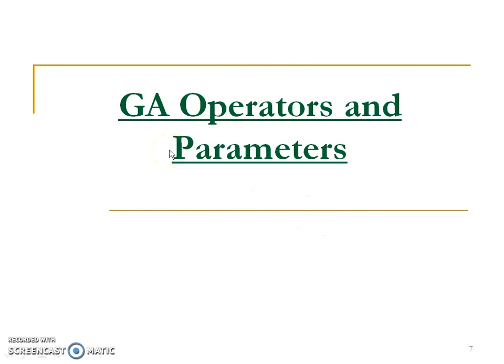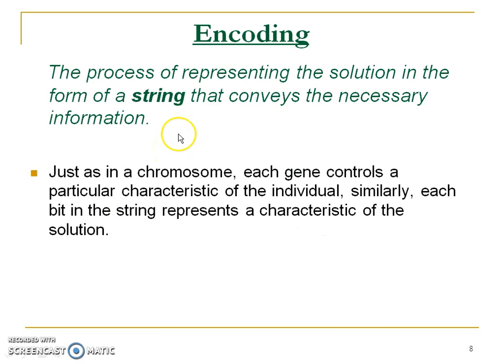Now the GA operators and the parameters. First we need to know how the encoding is done, because when we apply genetic algorithm to our problem, we need to represent our solution in the form of a chromosome. A chromosome is a string that conveys the necessary information.